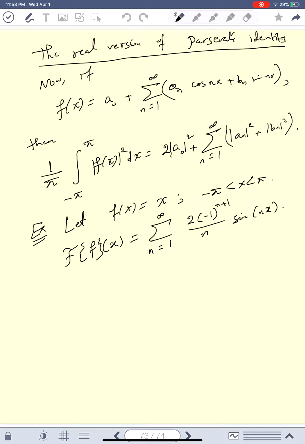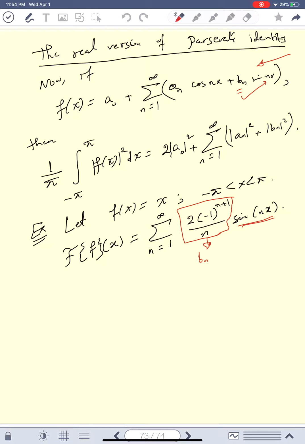Okay, so please again, I want to look at the sum and understand exactly what this term here is, 2, negative 1, and so on. This is the coefficient of sine nx. If you compare this with the real Fourier series, Bn is the coefficient of sine nx. So basically this is exactly Bn. Okay?